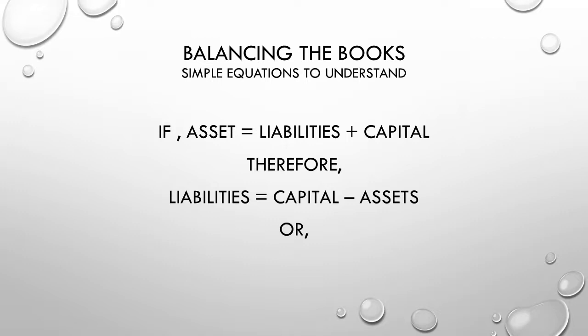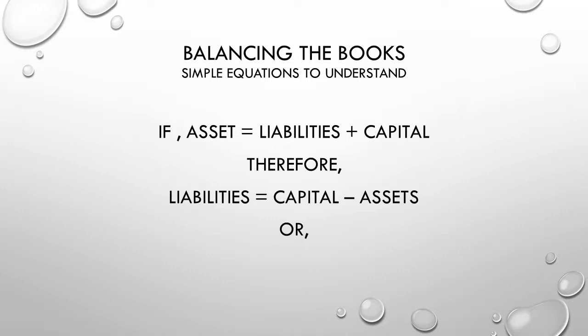If we were to move liabilities to the left hand side, we move asset to the right hand side. So in order to make it balance, liabilities equals capital minus assets. Remember just now, do we have any liabilities? No, we don't. So capital is 1,000 minus asset, which is the cash that we put in, 1,000. So liability is nil. Ta-da!